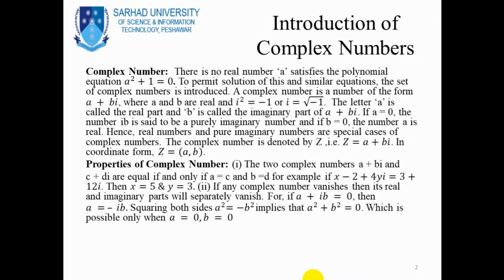So we need another number, which is called an imaginary number. To permit a solution of this and similar equations, the set of complex numbers is introduced. A complex number is a number of the form a plus b iota, where a and b are real numbers and iota square is equal to minus 1. So iota is equal to the square root of minus 1.